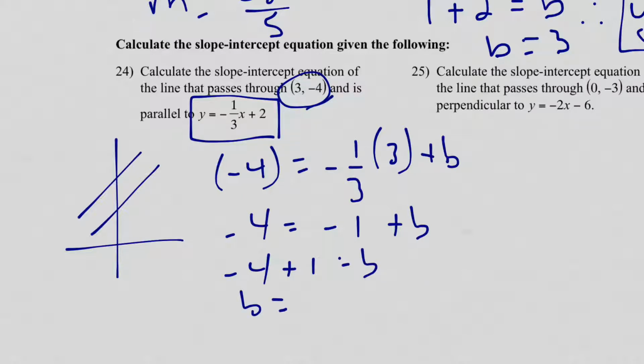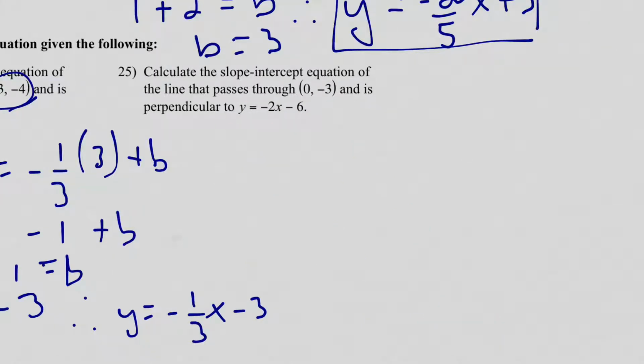b is going to be equal to negative 4 plus 1, which is negative 3. Therefore, here's the part that we're looking for, the actual equation of the line. y is equal to negative 1/3 x minus 3.